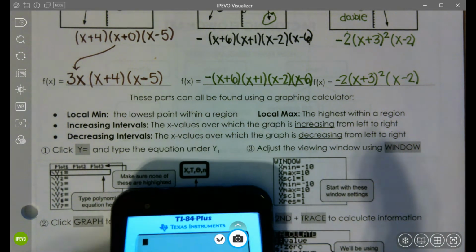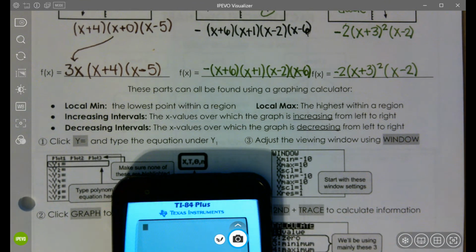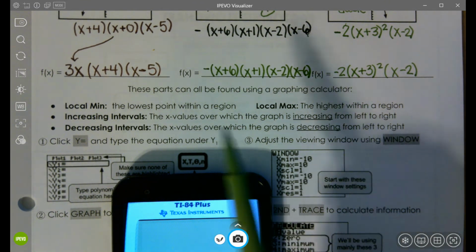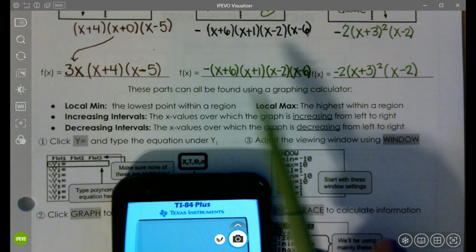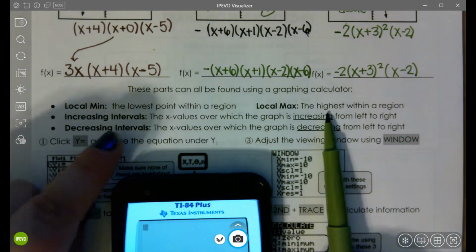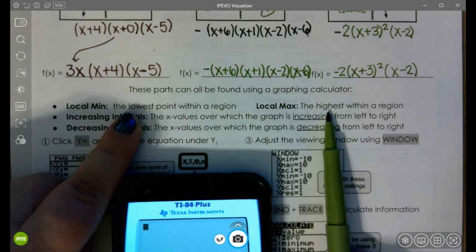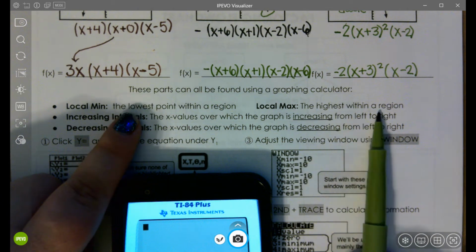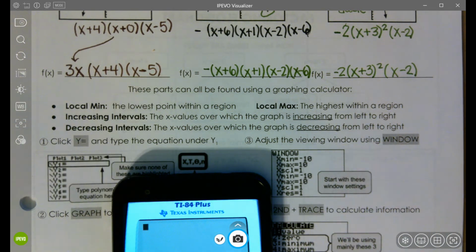Here are some more parts of the graph that we can find using the calculator: something called the local min and the local max. These are the lowest minimum and highest maximum within a region. The fact that it says local means it's not the highest the graph can possibly go or the lowest the graph can possibly go.